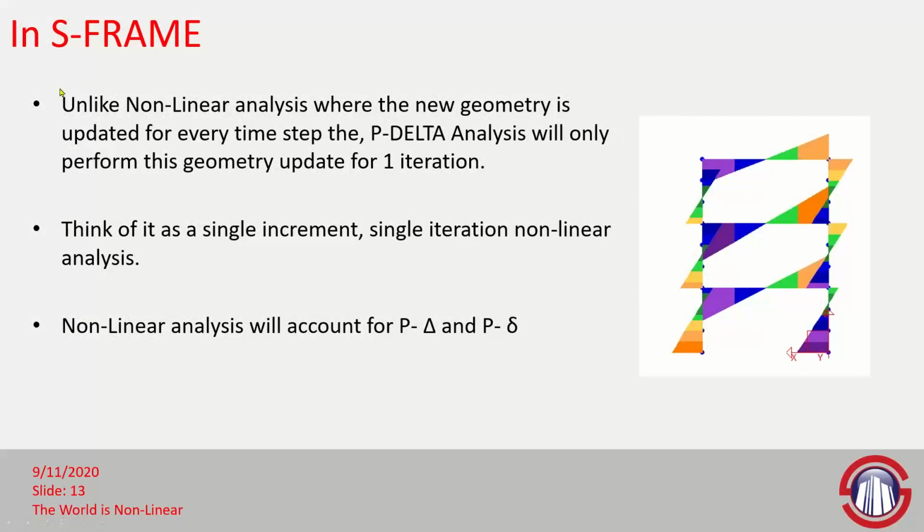Now, we get a lot of people asking about the difference between P-delta and nonlinear analysis, and I'll try to demystify that in this presentation. But basically, the difference here being that for a P-delta analysis, the new geometry is updated, whereas in nonlinear analysis, the new geometry is updated for every time step, or every load increment might be a better term. Whereas the P-delta analysis is only going to do this update for one iteration. So a P-delta analysis can be thought of as just a single iteration nonlinear analysis, and you'll get very similar results between the two. And if you wanted to run a nonlinear analysis to account for these little or big P-delta effects, you can certainly do that.